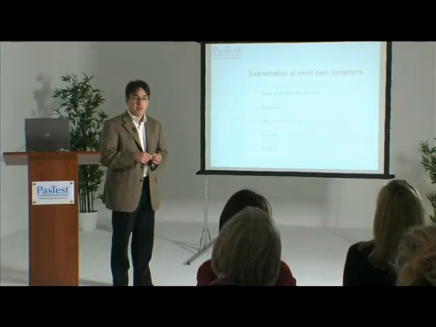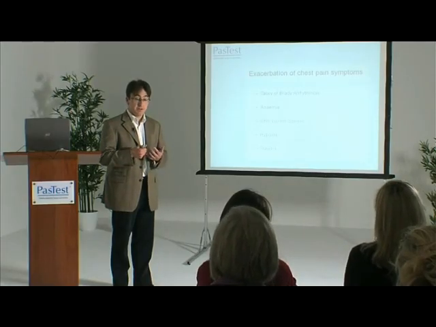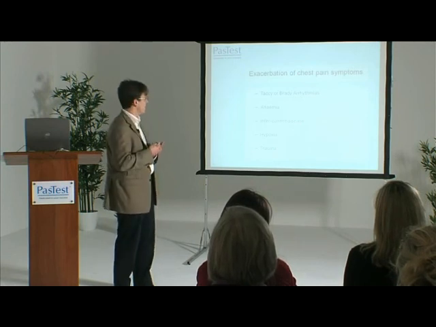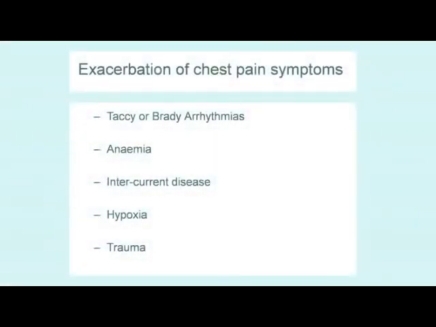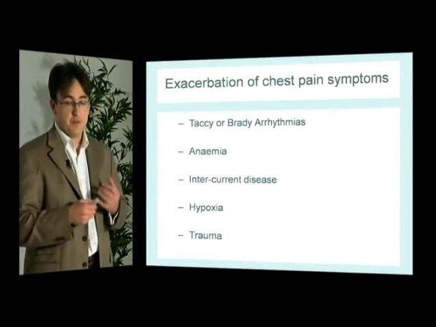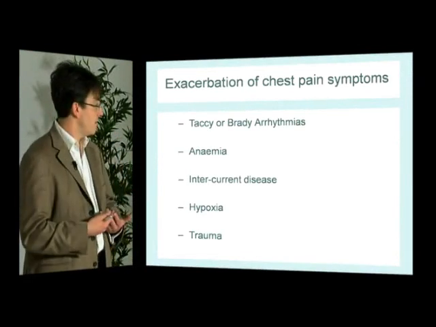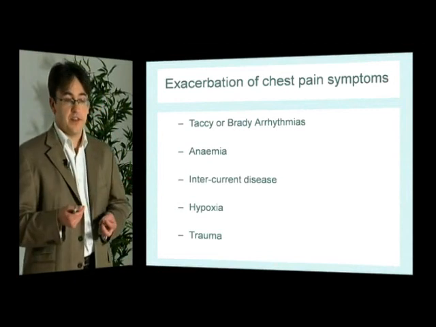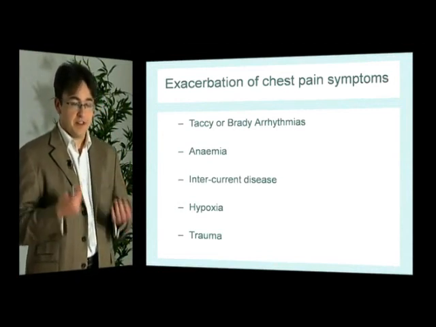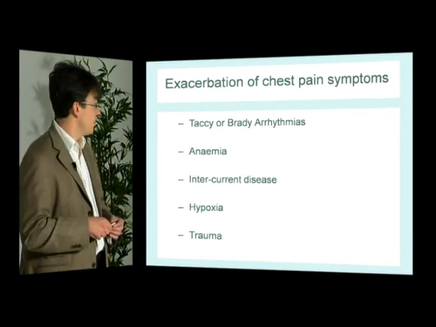We've spoken about some of the important factors in precipitating chest pain, but there are certain other factors which we must bear in mind which can exacerbate symptoms. These include arrhythmias, whether they be slow or fast rhythms, so tachy or bradyarrhythmias, a patient who's profoundly anemic with a low hemoglobin, subjects with intercurrent disease, so patients who may well have minor coronary artery disease who become very septic and become very hypotensive.